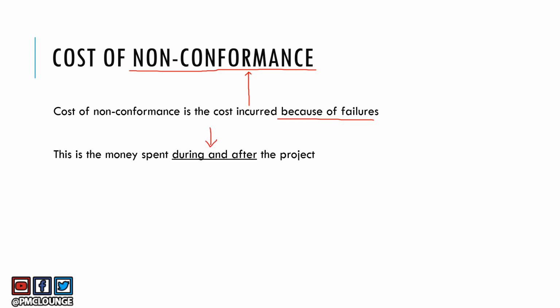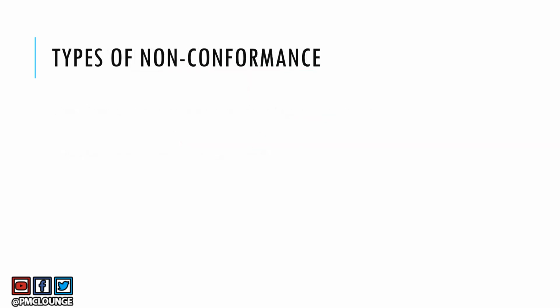So non-conformance cost could arise during the project. While you're doing the project, you may incur some failures, and to resolve them, you are incurring cost of non-conformance. And after the project, once the product of the project is out in the market, customers may report some issues. And if there are issues and you need to fix those issues, they are also part of cost of non-conformance. Now, there are two types of non-conformance costs as well.